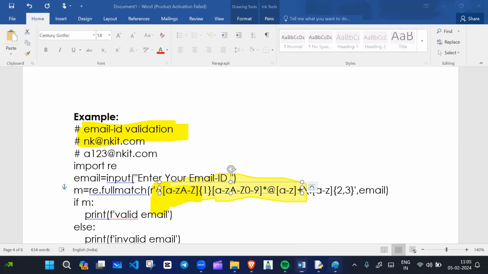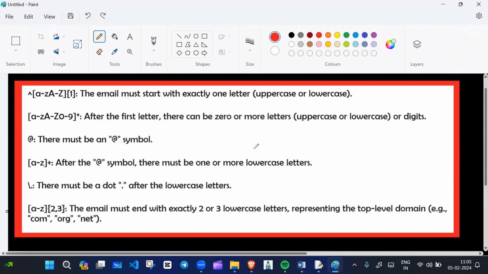Gmail, right? So see here, everyone. What is the meaning of this? The cap symbol is there, a to z and capital A to Z, and these curly braces with 1. What is the meaning of this? The email must start with exactly one letter. Starting with the cap symbol means start with, and exactly one symbol, uppercase or lowercase. What's the range? Uppercase or lowercase symbols we can use, right? So can you understand this?